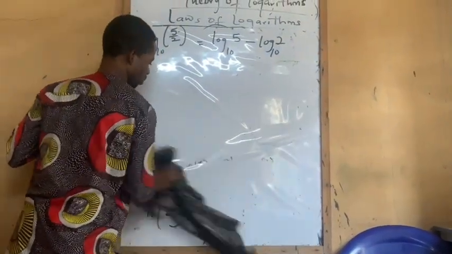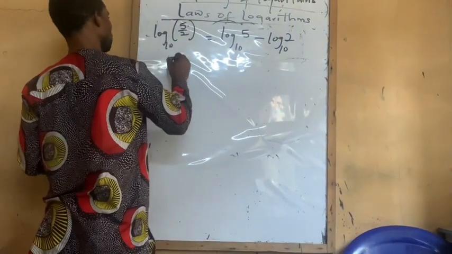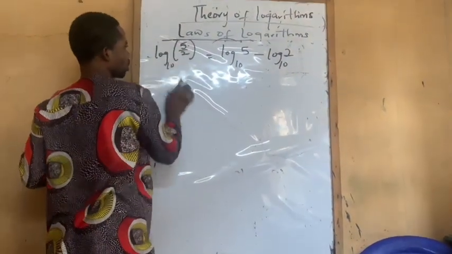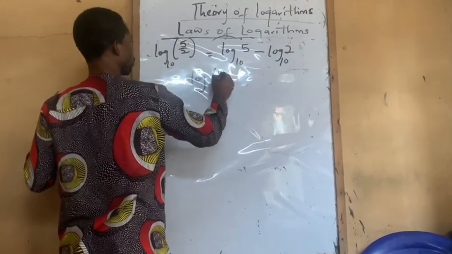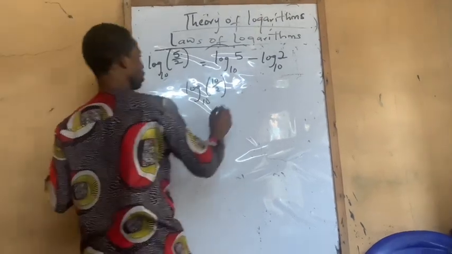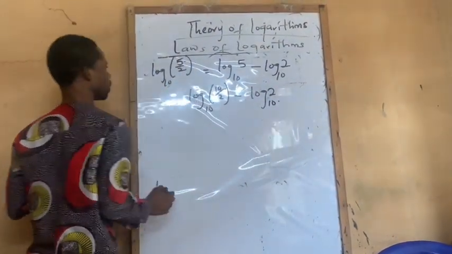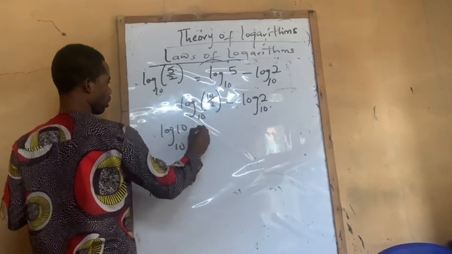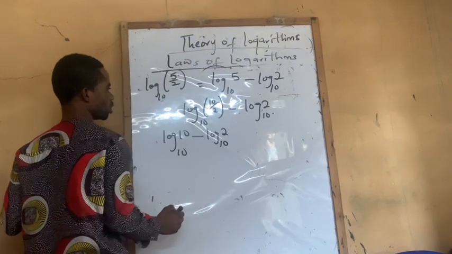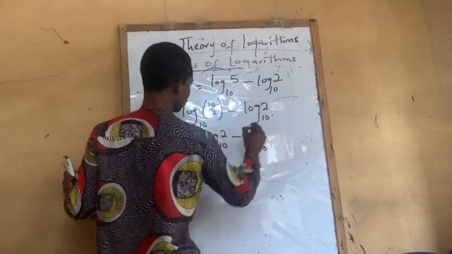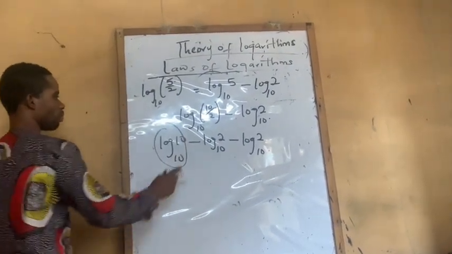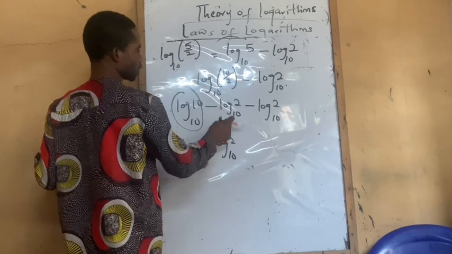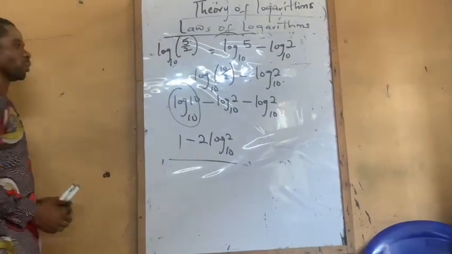We all know that 10 over 2 also means 5. That means I can change this 5 to log 10 over 2 base 10, that is log 10 base 10 minus log 2 base 10. So I will say log 10 base 10, minus log 2 base 10, minus log 2 base 10. So this is 1, and minus log 2 base 10 minus log 2 base 10, that's minus 2 log 2 base 10. It happens sometimes, like minus 1 minus 1, minus 2. So this will be the answer.